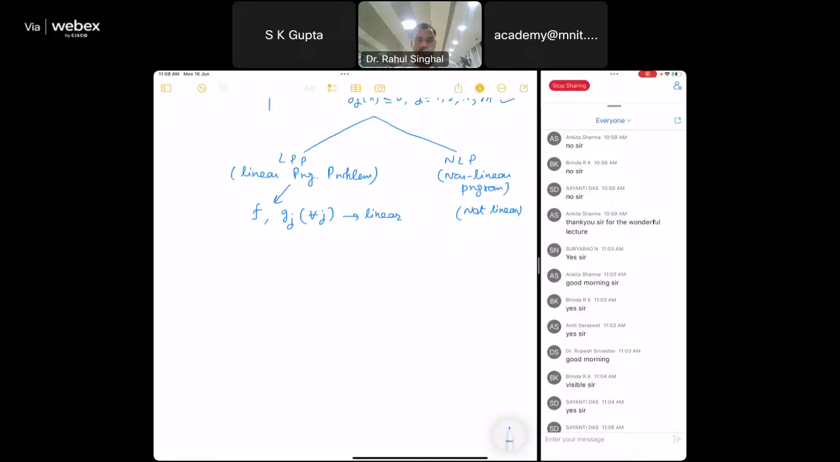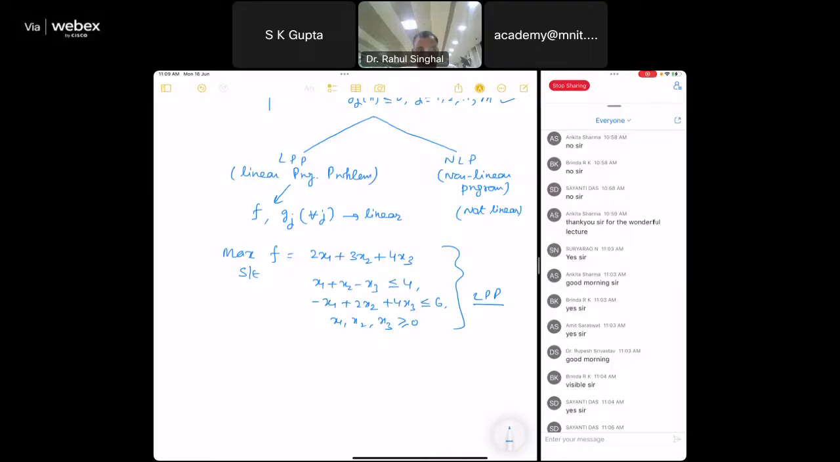Suppose you have this problem; I'm simply writing one example for you. Suppose you have 2x1 plus 3x2 plus 4x3, a three variable problem in which you want to maximize this function subject to some conditions: x1 plus x2 minus x3 less than or equal to 4, minus x1 plus 2x2 plus 4x3 less than or equal to 6, and all variables are non-negative. This problem is clearly a linear programming problem, because the objective function and all constraints are linear.